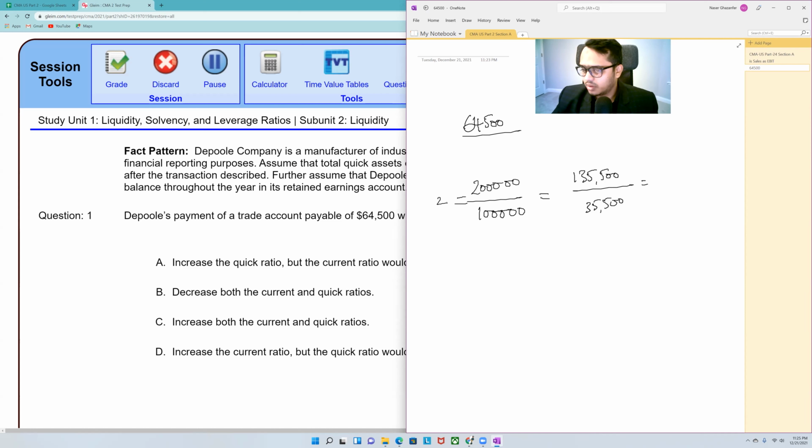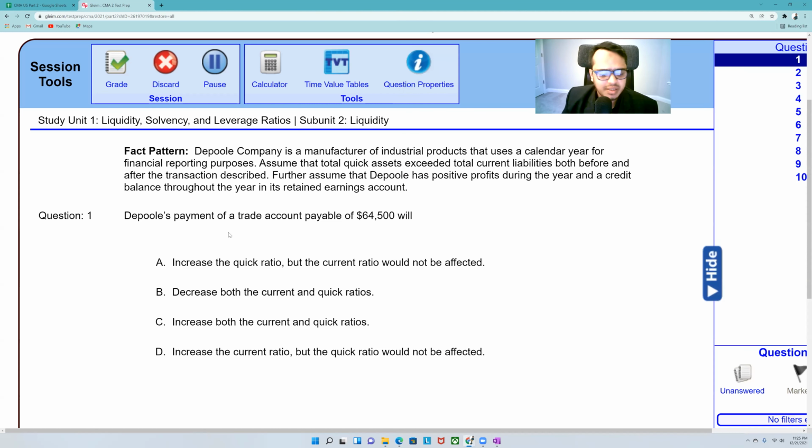Now with this, 135,500 divided by 35,500 is 3 point something. So it is increasing. Now when it is increasing with current assets, the quick assets ratio should also increase. Let us see if that option is there. Decrease both current and quick ratios; increase the quick ratio but current will not be affected. Increase both current and quick ratios, this is an option there. Increase the current ratio, but the quick ratio would not be affected.